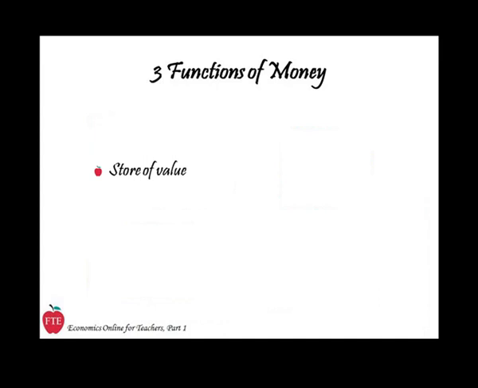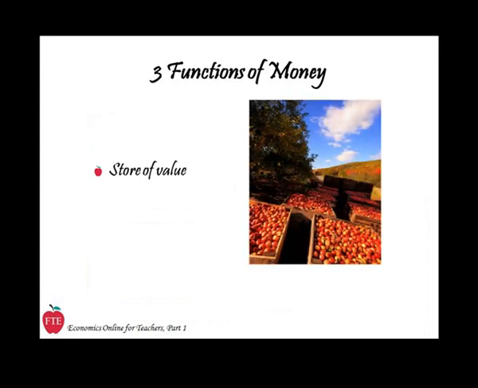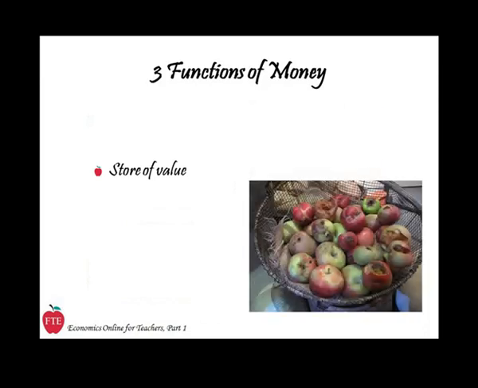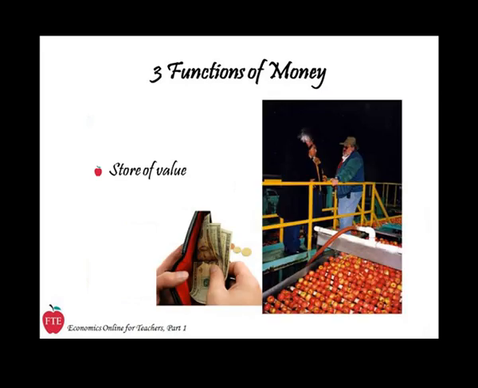An apple grower creates value in a crop of apples, but apples don't store well. Imagine storing enough apples to purchase a car. By the time you're ready to buy the car, most of your value has rotted away. By selling the apples for money, a farmer translates their value into a form that can be easily stored.